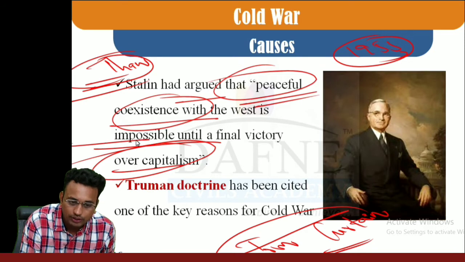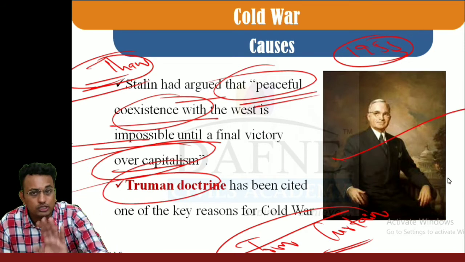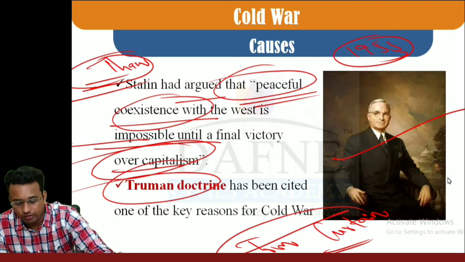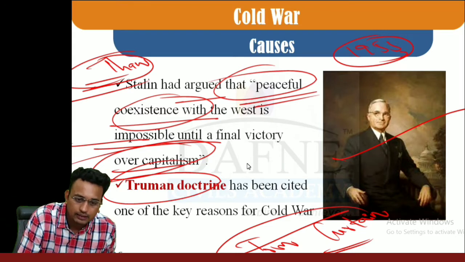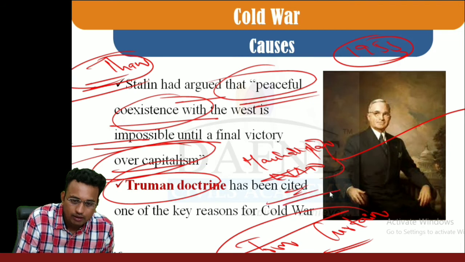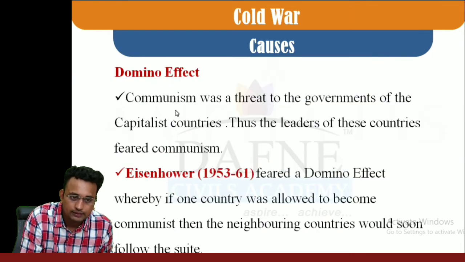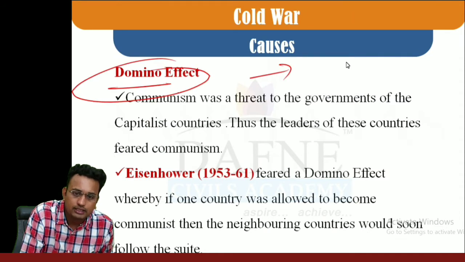The Truman Doctrine also: Harry Truman was responsible for major policies like the Marshall Plan, the European Recovery Program, and NATO. All these plans were seen as incitement against the USSR. Then the Domino effect, which came after Eisenhower.